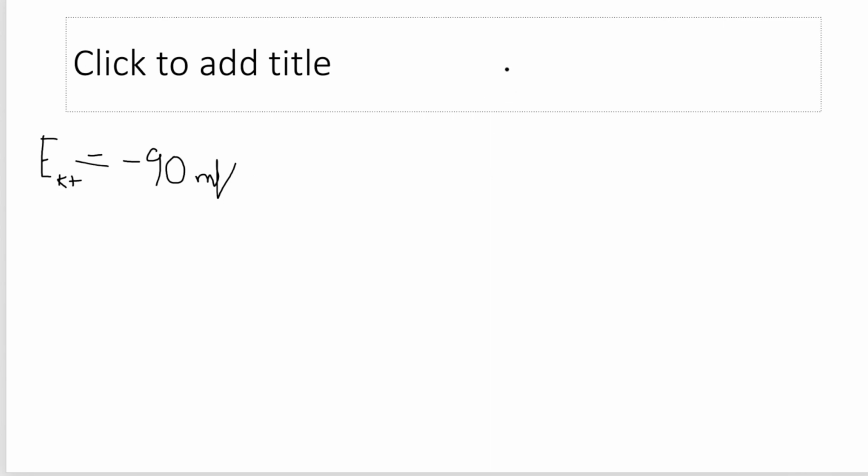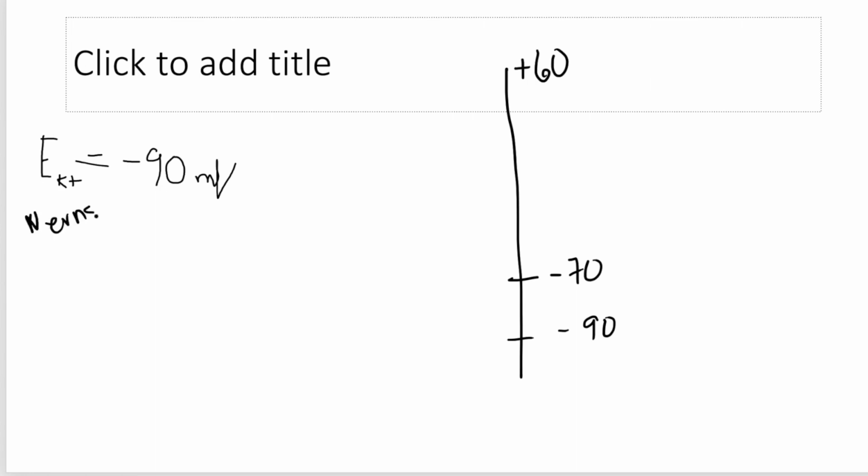So we can do the same thing, right? Here's membrane potential looking at just a y-axis. Plus 60, minus 70, minus 90. Okay? And again, this is calculated using the Nernst equation. So the Nernst equation tells us that the equilibrium potential for potassium is around minus 90 millivolts. Okay? So this is also a positive ion. And if potassium wants the cell to go from rest to minus 90, that positive ion needs to leave the neuron to make the neuron more negative. Okay?